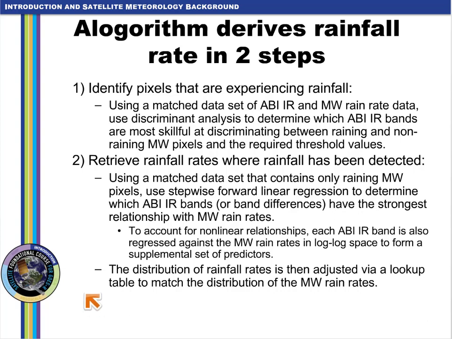The distribution of rainfall rates are then adjusted via a lookup table to match the distribution of the microwave rain rates. Note that this calibration was done offline and is fixed in the initial version of the product. A future version will allow the calibration to be updated in real time using recent ABI, IR, and microwave rain rate data.